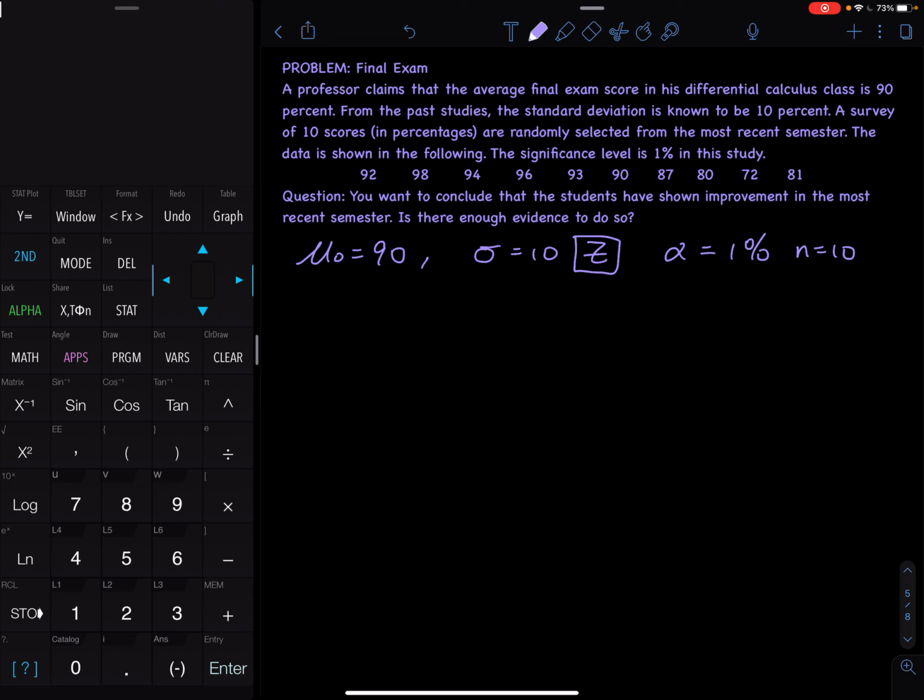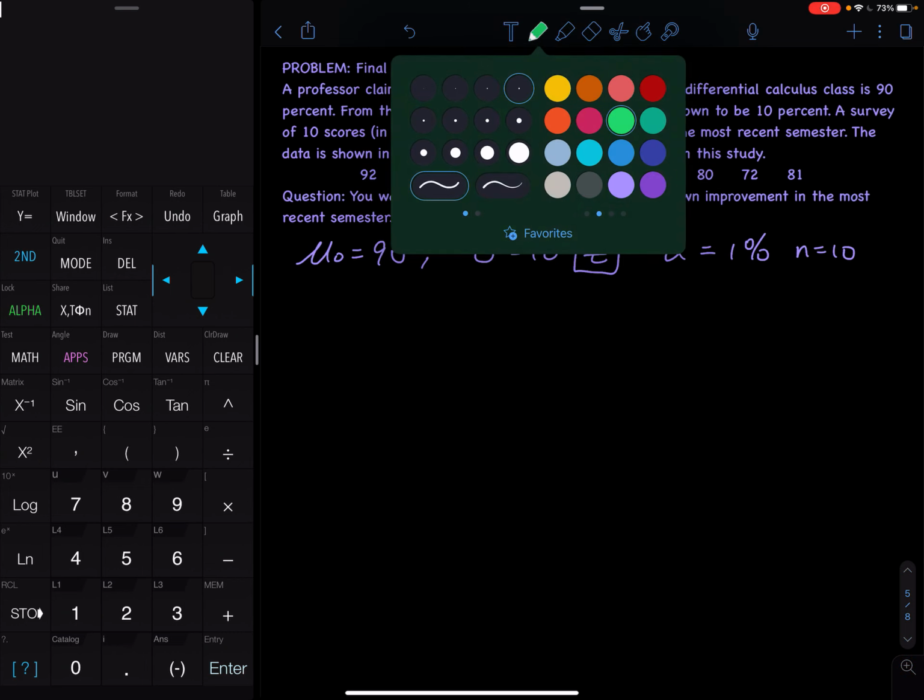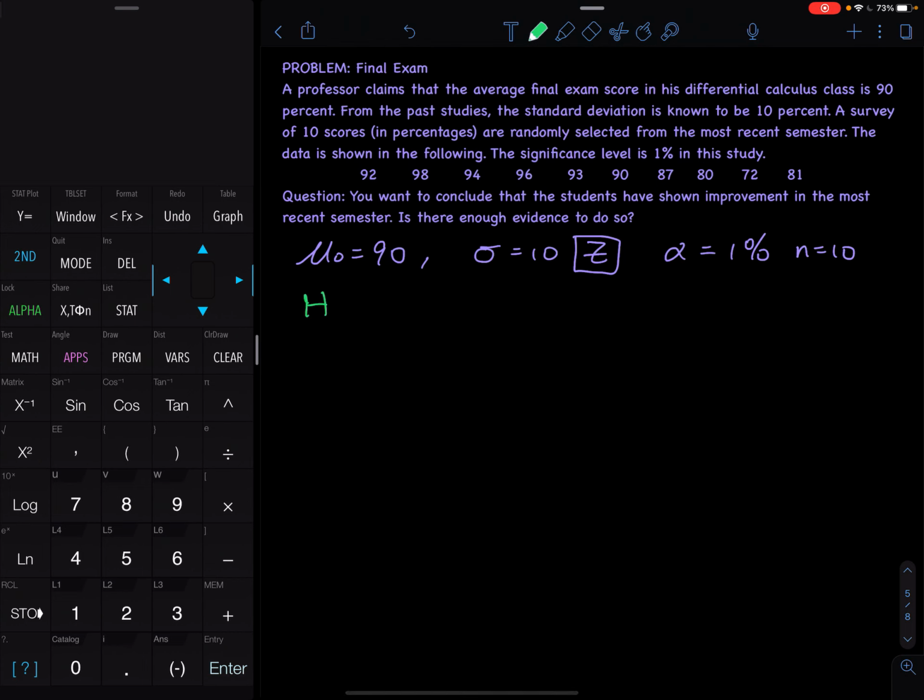What about the H naught and Ha? Let's do that in another color. So what is H naught? H naught is the first sentence. The mean is exactly 90%. So mu is equal to 90. And then Ha, you want to show that there is an improvement. So improvement means you have to do better than 90. So mu is greater than 90. Greater than 90% means people are doing better. So that means an improvement. All right, so that is H naught and Ha.